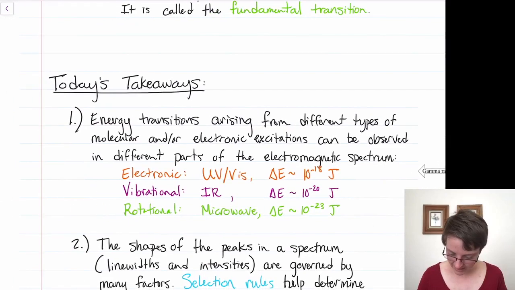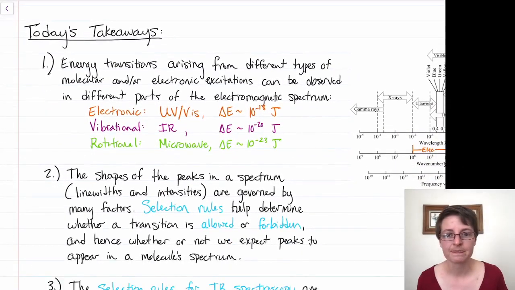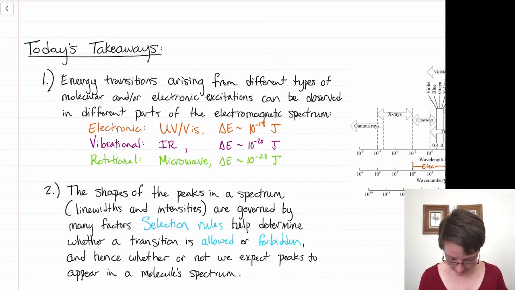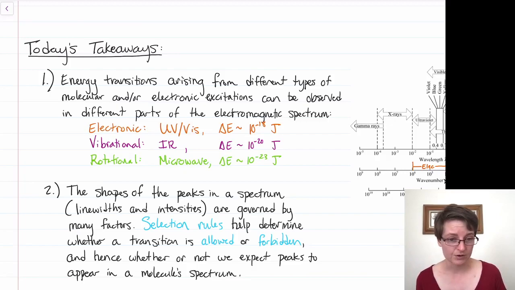Okay, and with that is all that I have to discuss for today's lecture. This was a lot of information, so let me summarize some of our most important takeaways. One takeaway is we learned that different types of motion, either molecular motion, where we're moving the positions of the nuclei, or electronic motion, where we're moving and changing the energy levels of an electron within a molecule, correspond to different parts of the electromagnetic spectrum.